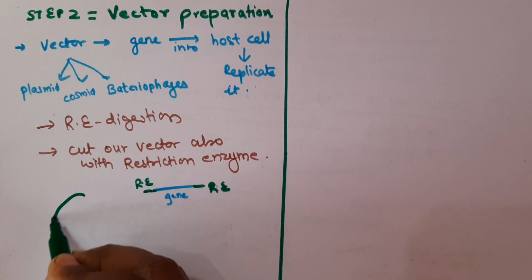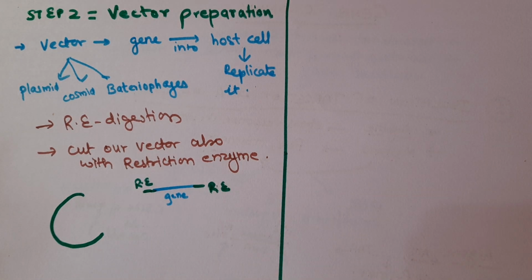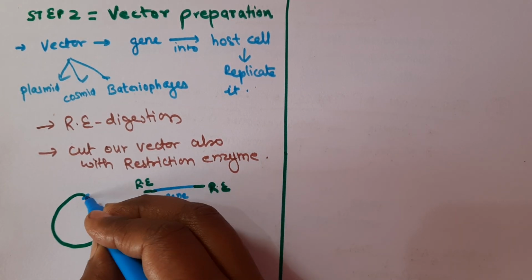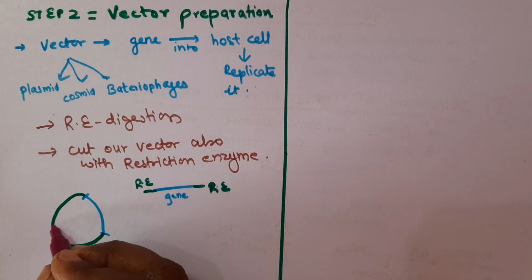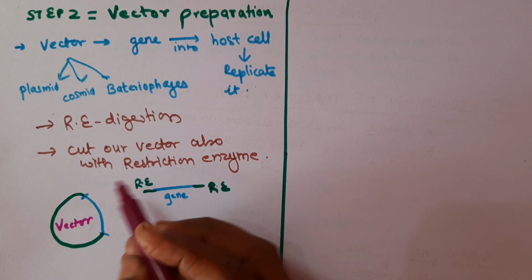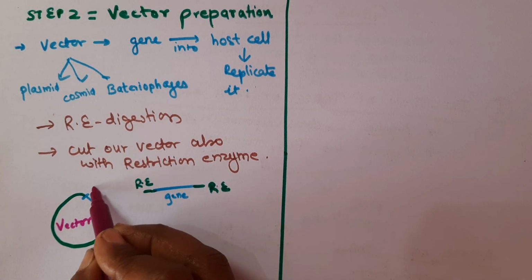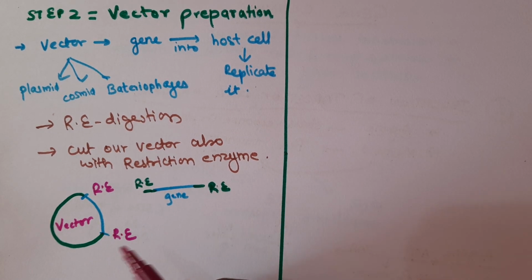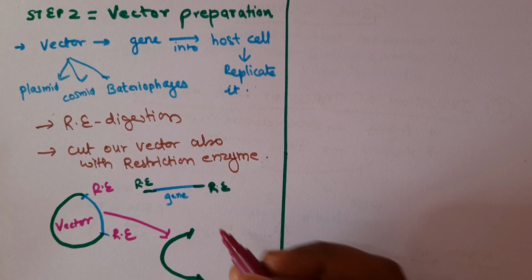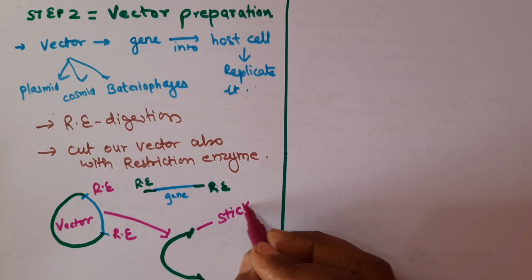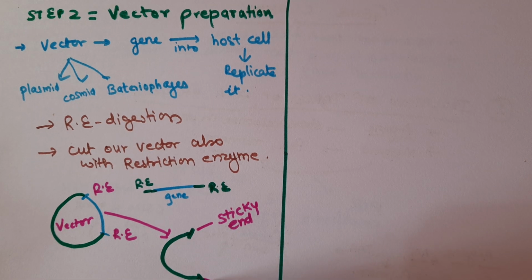Now we have to introduce this into the vector. So I will just draw the vector. Suppose the vector has the restriction sites here. We will digest the vector also. This is the vector. We will digest the vector with the restriction enzyme. After digestion the restriction enzyme will cut this DNA here, and it will generate the sticky ends. We will choose the restriction enzyme in a way so that it will produce the sticky end.